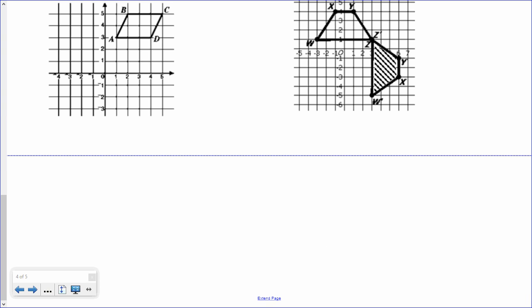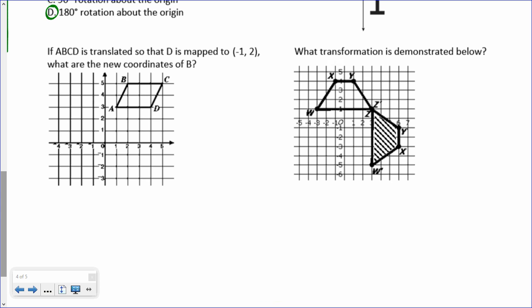So, if I gave you this picture right here, I'm going to ask you if ABCD, this shape right here, was translated so that D ended up right here, where would B end up? Oh, this is kind of cool. How would I even approach this? How would I know how many points D goes from to the other D, and then use that same formula for us? We're trying to find the formula here for what happened.